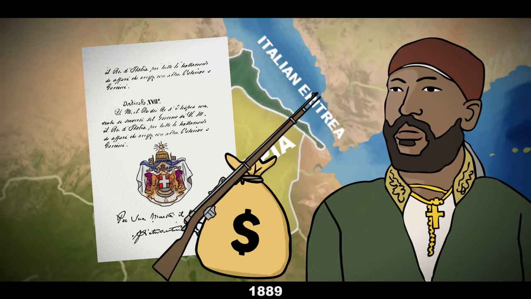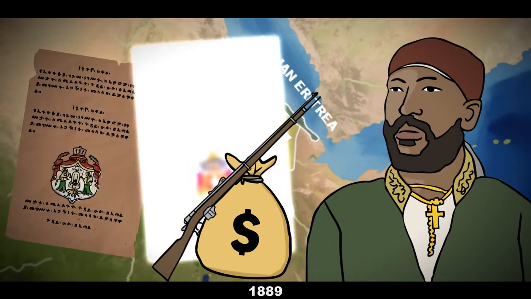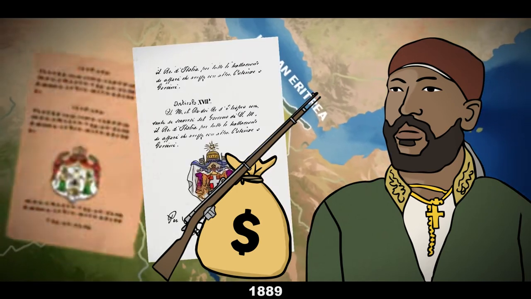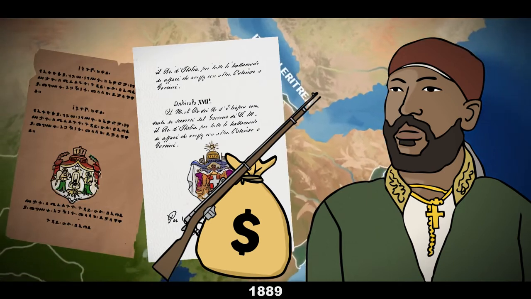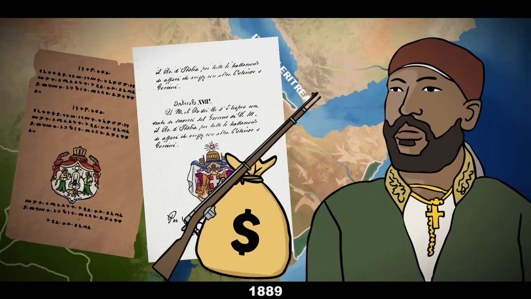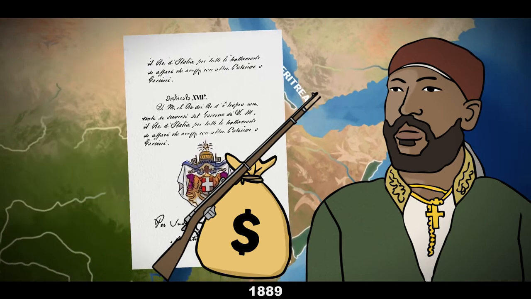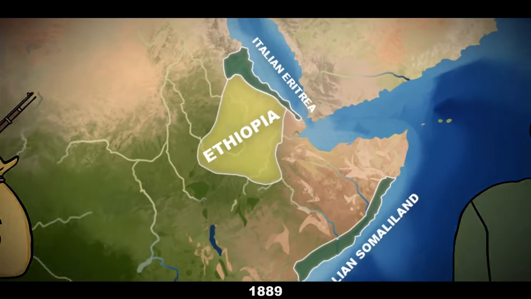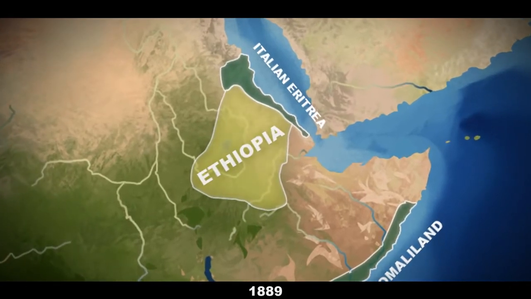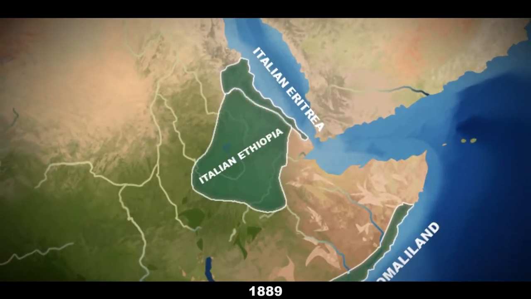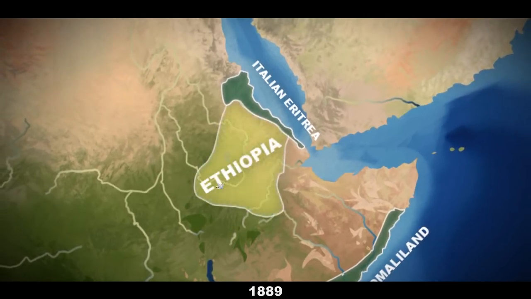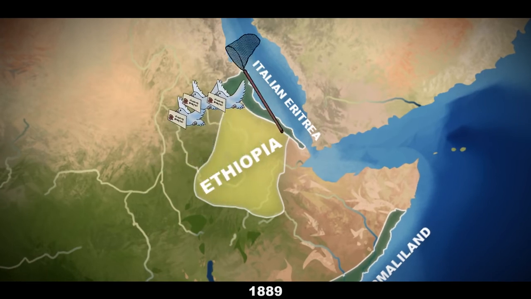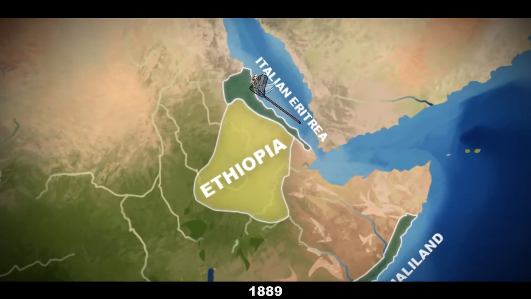However, there were two versions of the treaty. One was written in Italian, and the other Amharic, the language of Ethiopia, and each had different terms. The contentious clause, which eventually would lead to the outbreak of war, was in the Italian version of the treaty, which stated that Ethiopia was effectively a colonial protectorate of Italy, a provision that did not exist in the Amharic draft. After Menelik tried to establish diplomatic relations with other European countries, it was only a matter of time before the Italians accused him of breaching the treaty.